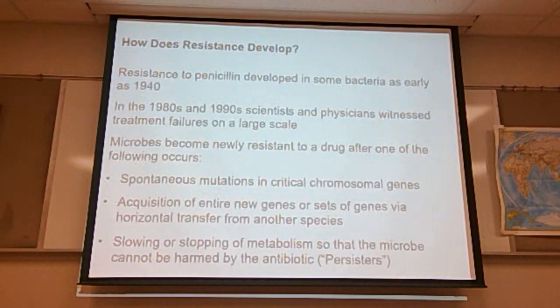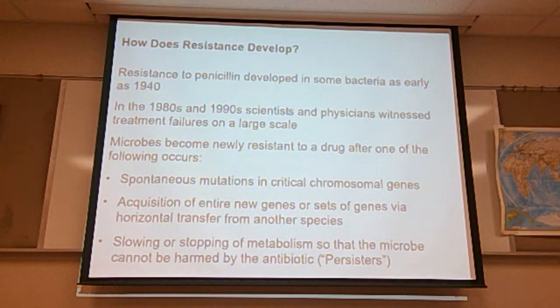Resistance to penicillin developed in some bacteria as early as 1940. So within just a handful of years of its development, it was already showing resistance. In the 1980s and 90s, scientists and physicians witnessed treatment failures on a large scale.